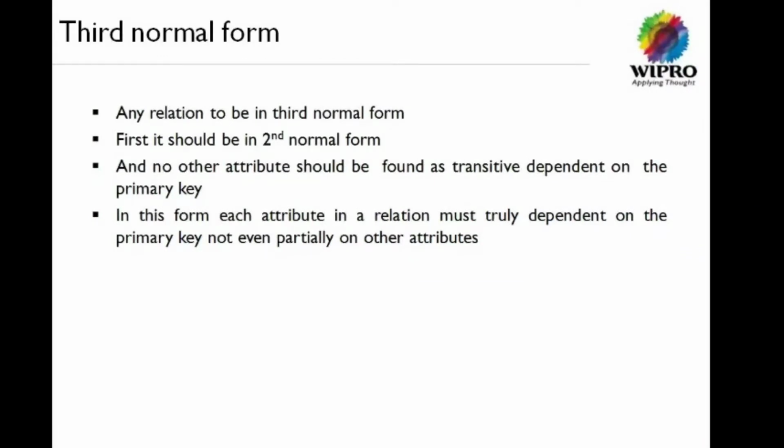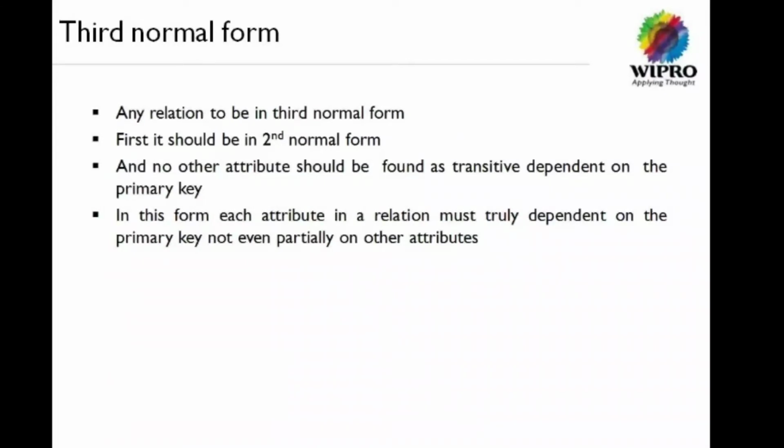This is where we stopped in the previous session, the definition of the third normal form. Any relation to be in third normal form should be in second normal form, and no other attribute should be found as transitively dependent on the primary key. So there should be no transitive dependency. These are the two conditions we have to satisfy to ensure the given relation is in the third normal form.